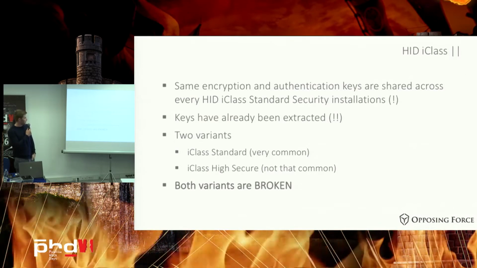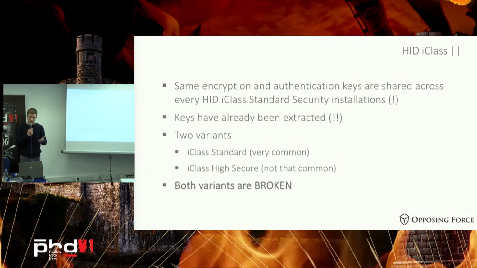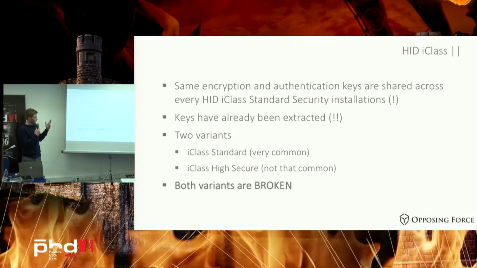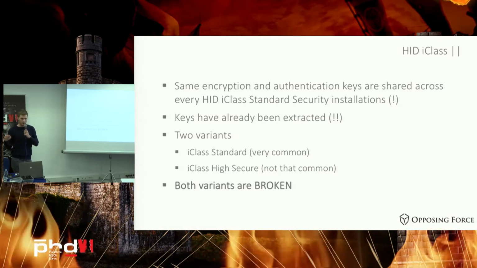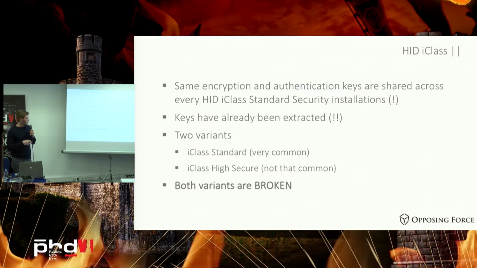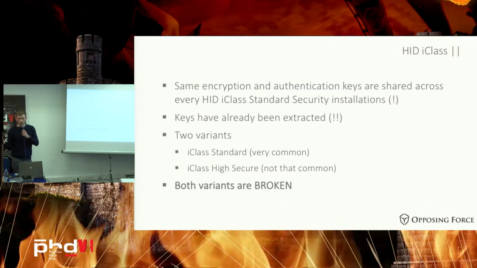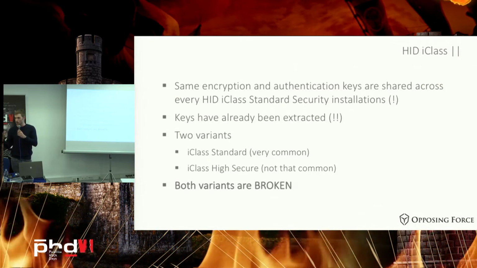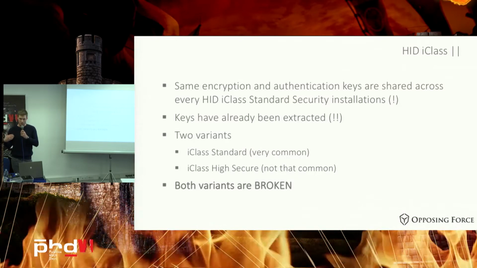There are two variants, the iClass Standard, which works, like I said before, so everyone has the keys. And then we have the iClass Elite, in which you are supposed to provide the key for your own organization. Both of them are broken. For both of them, it's possible to retrieve those keys and to use them to read the tickets from a distance.